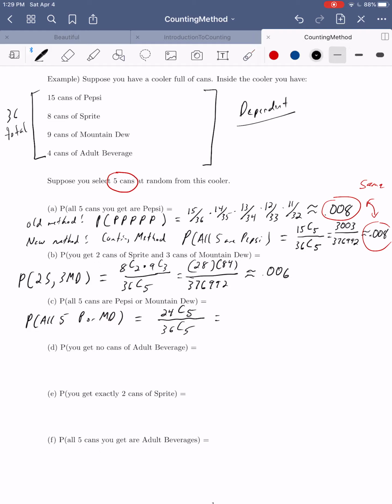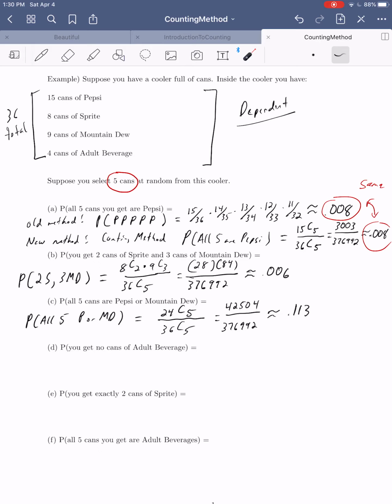Numerator 24 math PROB C5 should give us 42,504 divided by that 376,992. Go ahead and do that division so we can get it as a decimal and actually get a sense of the number. And that means that we get about 0.113, so about 11.3%. So there's about an 11% chance that when you pull out those cans, all the cans you are holding are either Pepsis or Mountain Dews. Now that could mean all Pepsis, all Mountain Dews, or some mixture, but just only Pepsis or Mountain Dews.